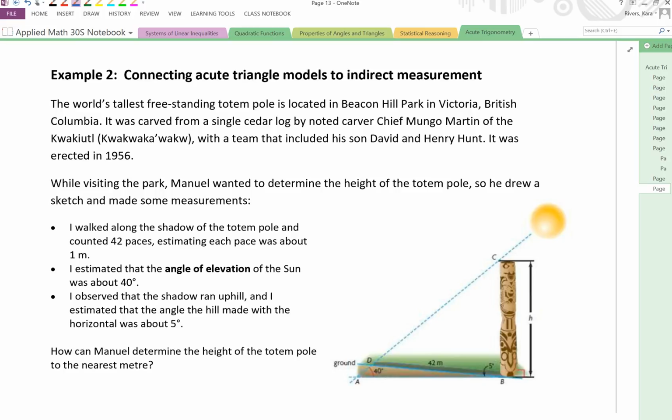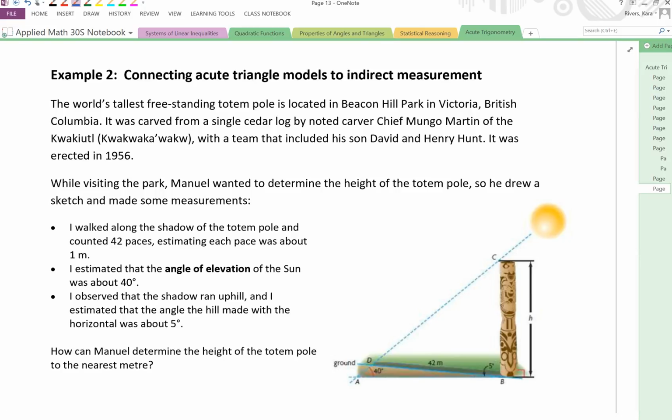While visiting the park, Manuel wanted to determine the height of the totem pole, so he drew a sketch and made some measurements. I walked along the shadow of the totem pole and counted 42 paces, estimating each pace was about 1 meter. I estimated that the angle of elevation of the sun was about 40 degrees. I observed that the shadow ran uphill, and I estimated that the angle the hill made with the horizontal was about 5 degrees. So that's this little angle in here, that 5 degrees. How can Manuel determine the height of the totem pole to the nearest meter?